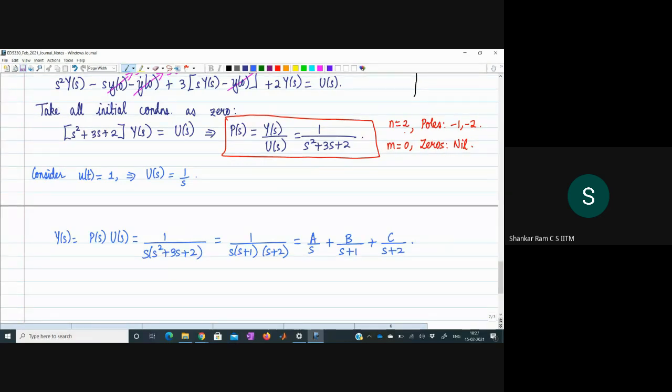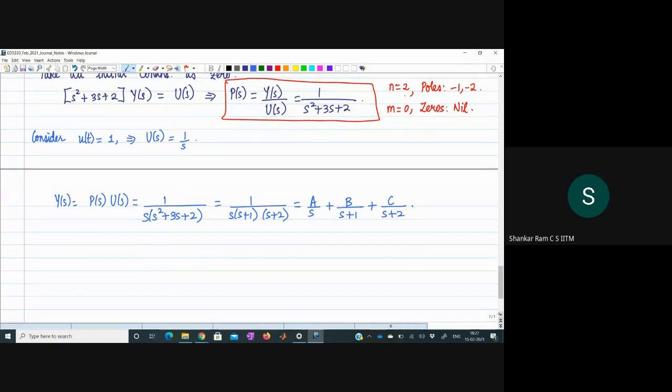So how do we find a, b, c? Do you recall the process? Yes, sir. By putting s equal to 0 once, by putting s equal to -1, and by putting s equal to -2. Very good. Before that, we also need to multiply by the corresponding factor, right? That's right. So let me illustrate once.